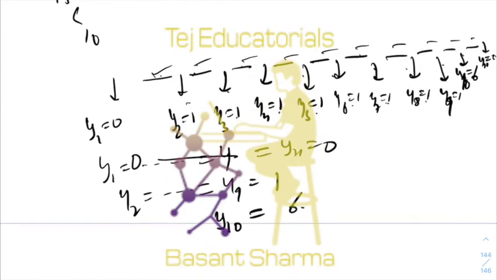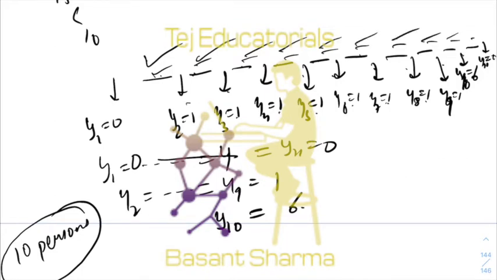What is this telling me? This is just telling me that this is one way in which I can distribute the remaining 14 seats amongst the 11 gaps that have been created. I have to see there are 10 persons. Total 10 persons are only there, so I marked 10 places.